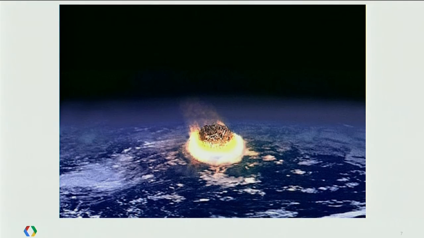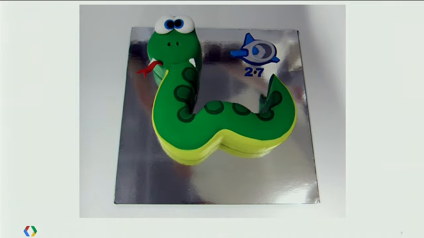So the solution for this, well, for the dinosaurs, it was a big comet. And for App Engine, it was the release of the Python 2.7 runtime. This was our launch cake. It was tasty. And let me just jump to the punch here.